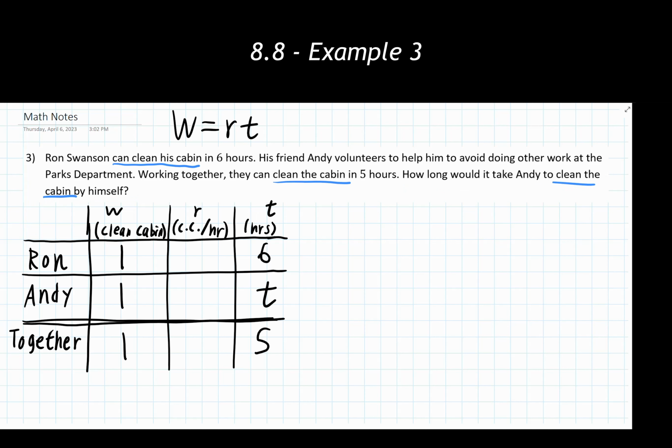This is where we generally end up having to use this middle column, our rate column, more often than not, to find the answer. There's no way we could add work together to say 1 cabin plus 1 cabin is 1 cabin. That just doesn't make sense. And we can't have 6 hours plus T hours is 5 hours. Again, doesn't make sense. So to solve this, we're going to need to make an equation coming from the rates here.